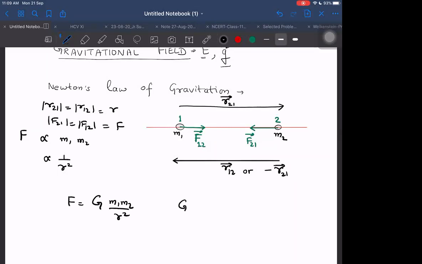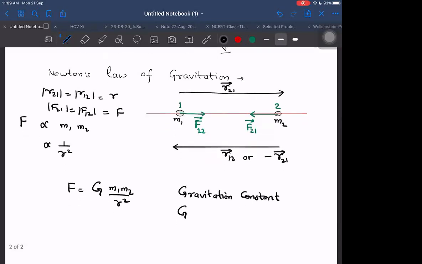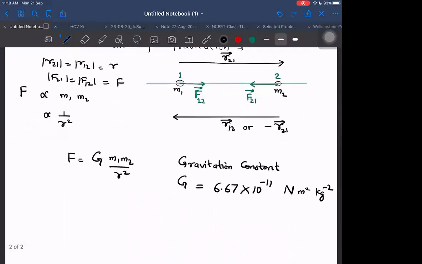G is the universal gravitation constant, and its value is equal to 6.67 into 10 power minus 11. The dimensions will be Newton, because force is in Newton, and when I take R square to this side, it becomes multiplied by meter square also, and per kg square. So the units are Newton meter square per kg square. These are the dimensions in SI units. So this is the universal gravitation constant.